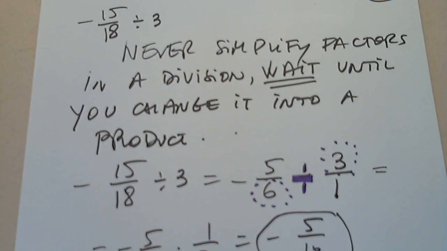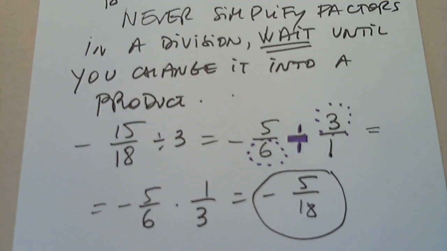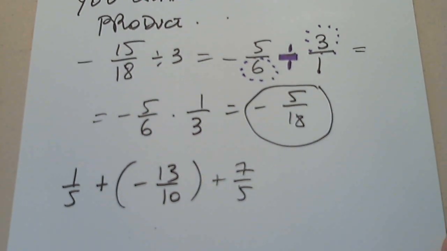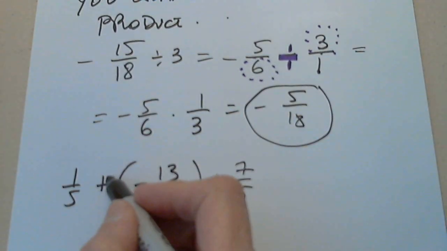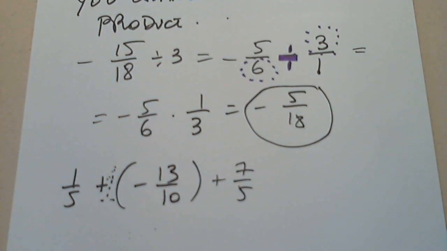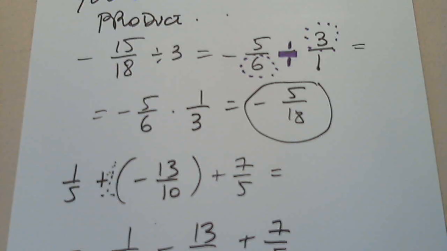Okay, perfect. So for 30, we have 1/5 plus -13/10 plus 7/5. First of all, I don't want parentheses. And I have an imaginary +1 here, and +1 times -13/10 is -13/10. So 1/5 minus 13/10 plus 7/5.